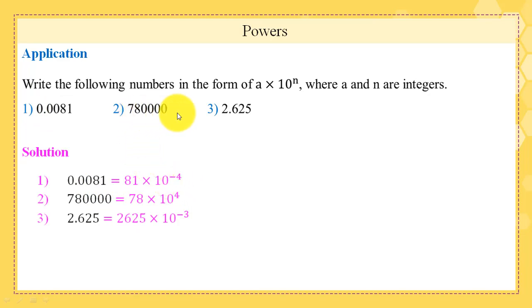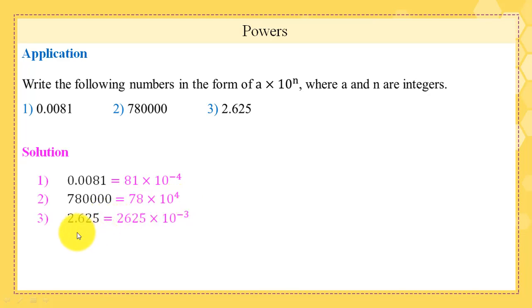2. 780,000. You can do it in the following way. 780,000 equals 78 times 10,000, and 10,000 is 10 to the power 4. Hence, 780,000 equals 78 times 10 to the power 4. Or you can do it as in the previous way. Put a decimal point behind the last zero, and we have 4 zeros before the decimal point. So we write 780,000 as 78 times 10 to the power 4.